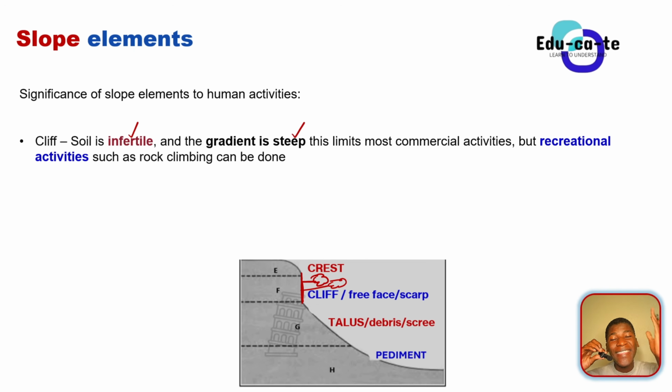So basically here, the cliff has infertile soil, and the cliff also has a steep gradient, so it limits most commercial activities such as agricultural activities there. But it can be of significance to us because we can do a couple of recreational activities such as rock climbing, as well as mountain hiking and things like that.